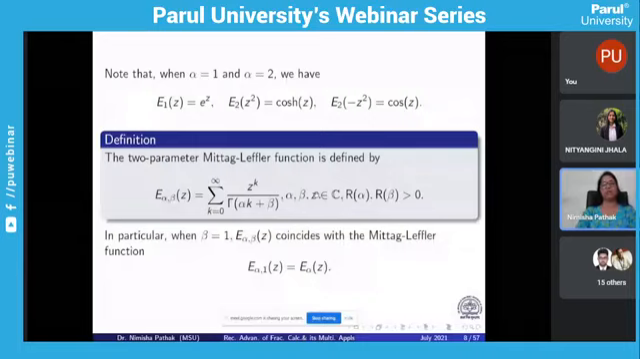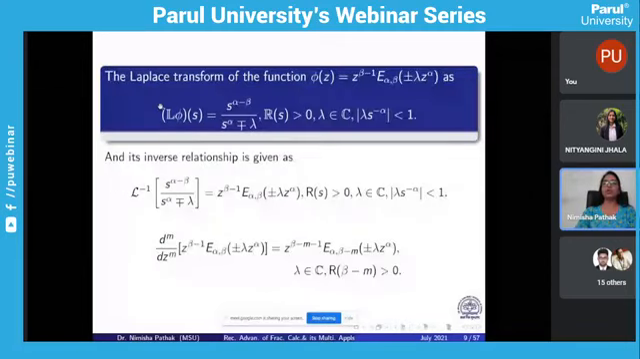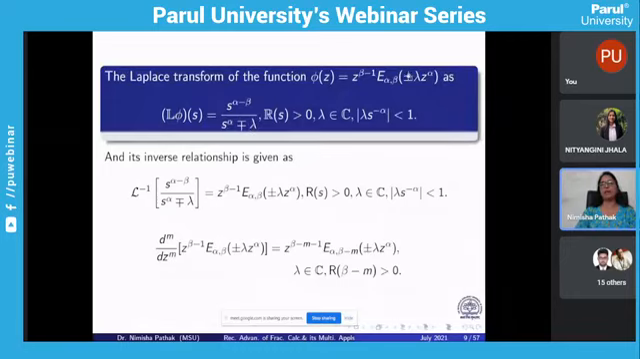This is very well known and very important whenever we need to solve a differential equation of fractional order. Whenever it is an initial value problem, it is important to know the Laplace transform of the function, which is also well established. The Laplace transform is given by this expression, s to the power alpha minus beta upon s to the power alpha plus or minus lambda. Here you notice the plus or minus in the Mittag-Leffler function, with plus or minus lambda z raised to alpha, and you get the corresponding sign, minus or plus. The inverse relationship is also well established.